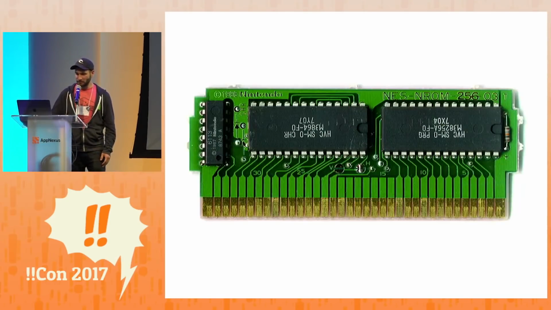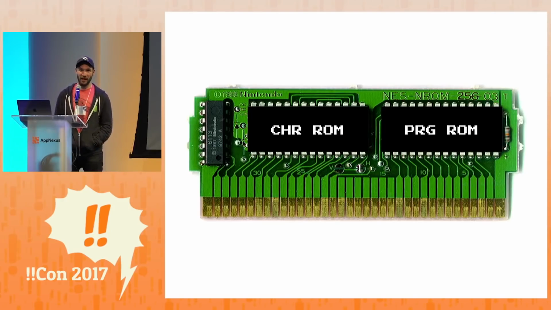To answer my first question, this is what the inside of Super Mario Brothers looks like. They're called ROM boards because it's basically just two ROM chips, and a ROM chip is read-only memory. The chip on the right is called the program ROM, and this basically has machine code. This is actually the code for Mario. And on the left side, you have the character ROM. Character ROM is just graphics for the game.